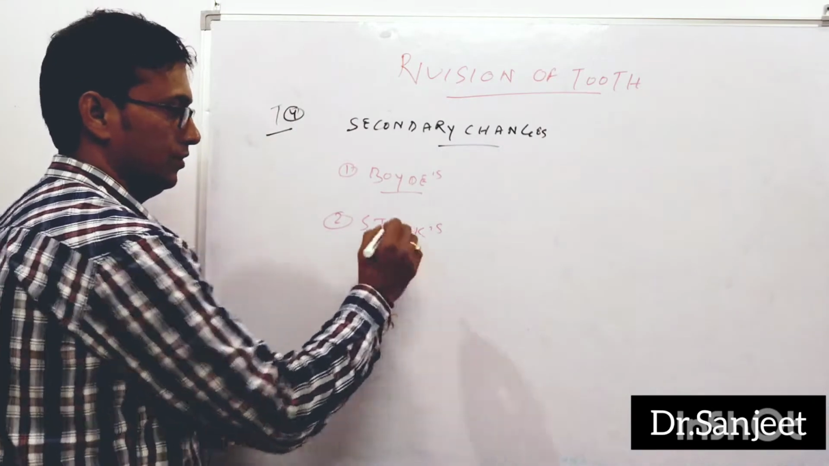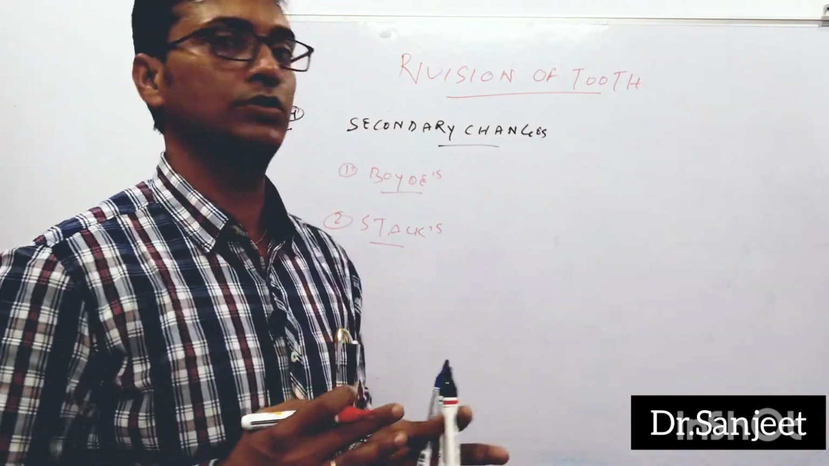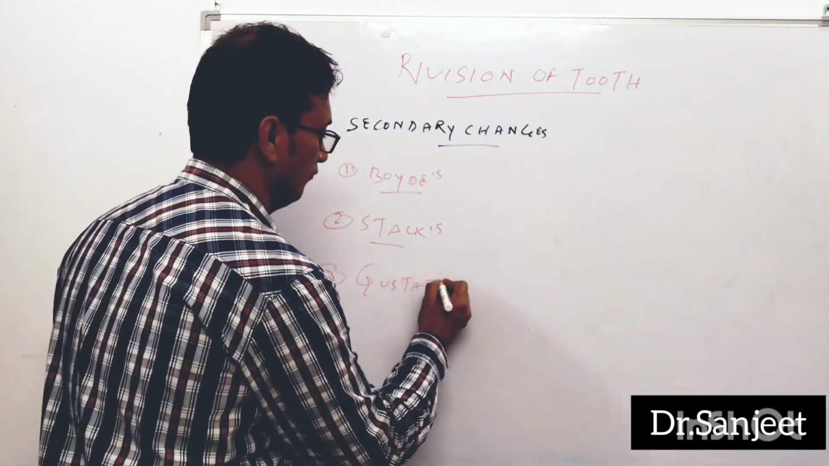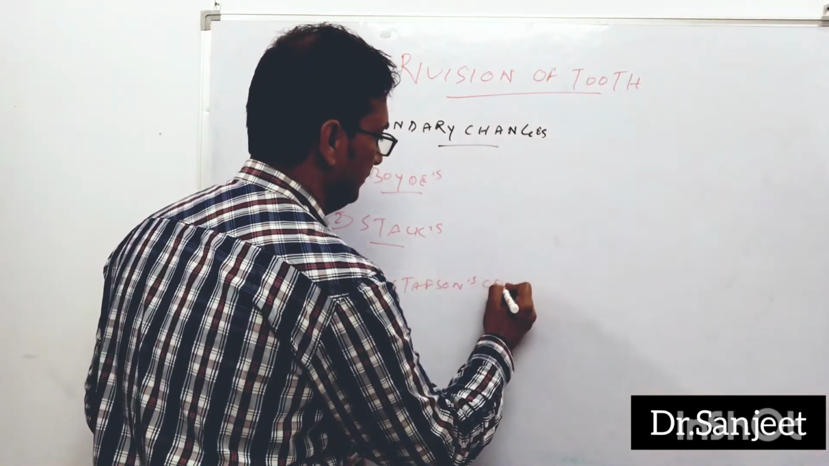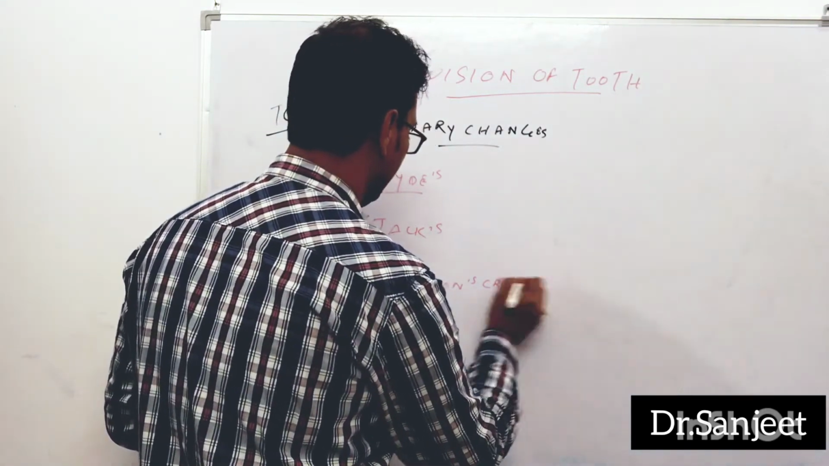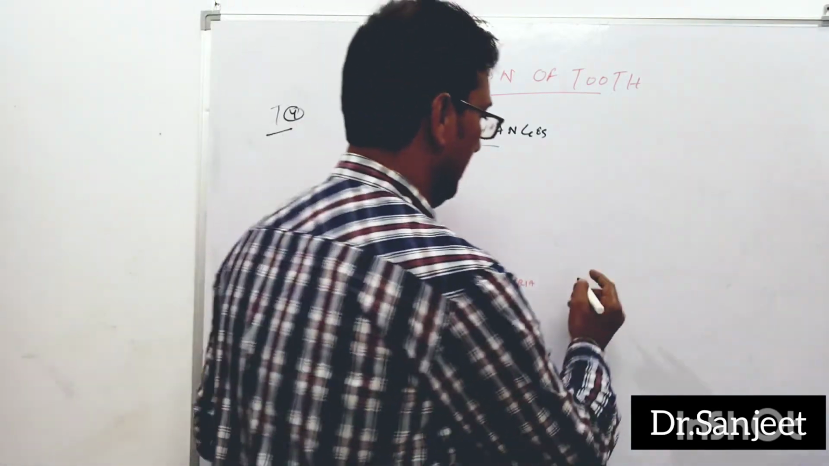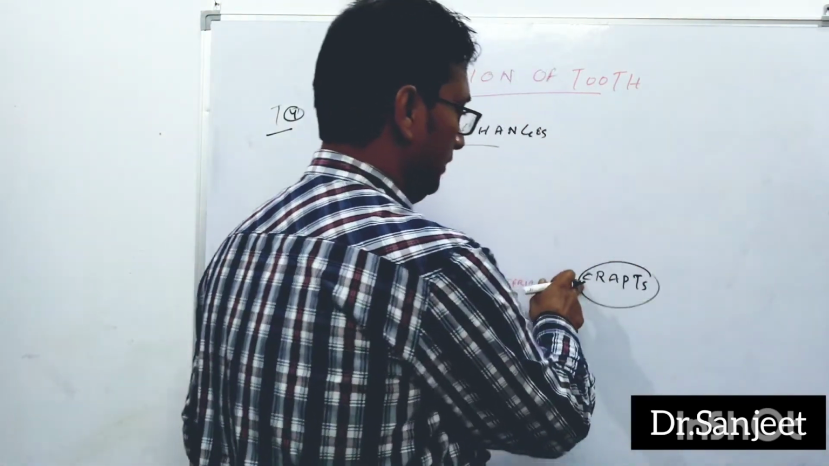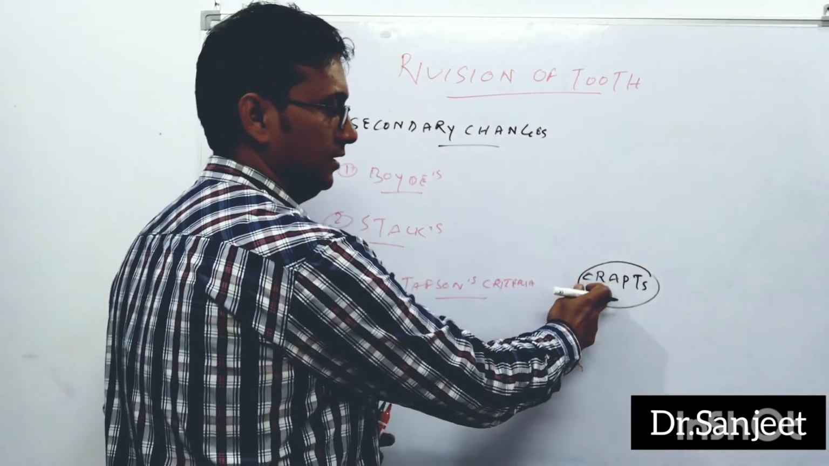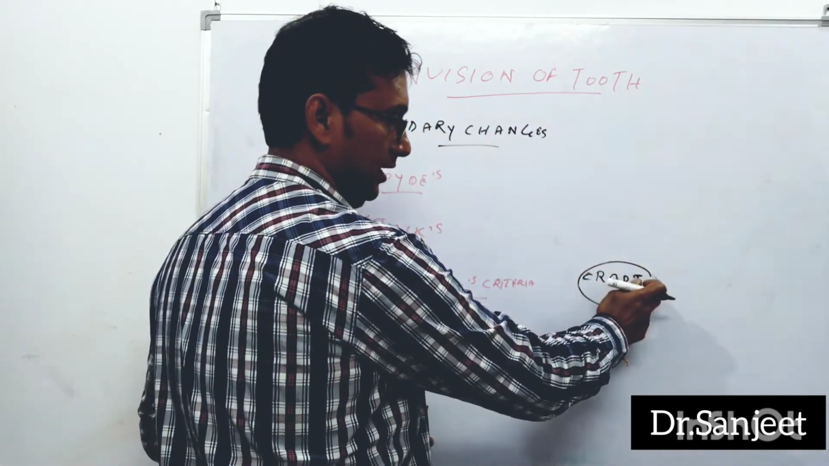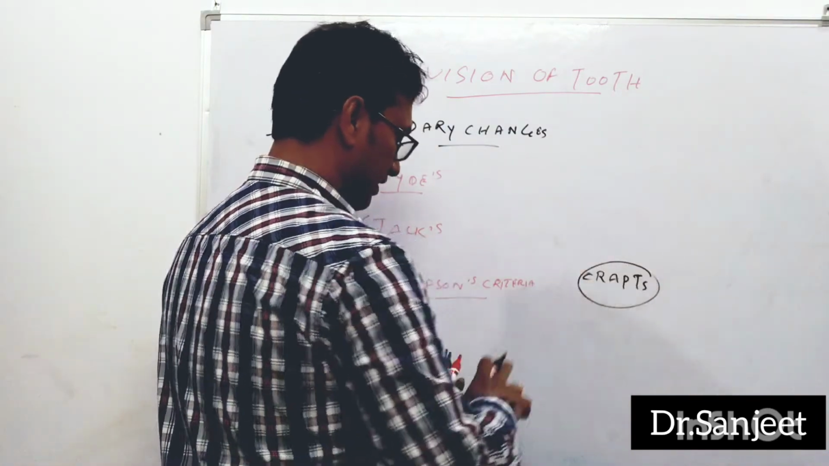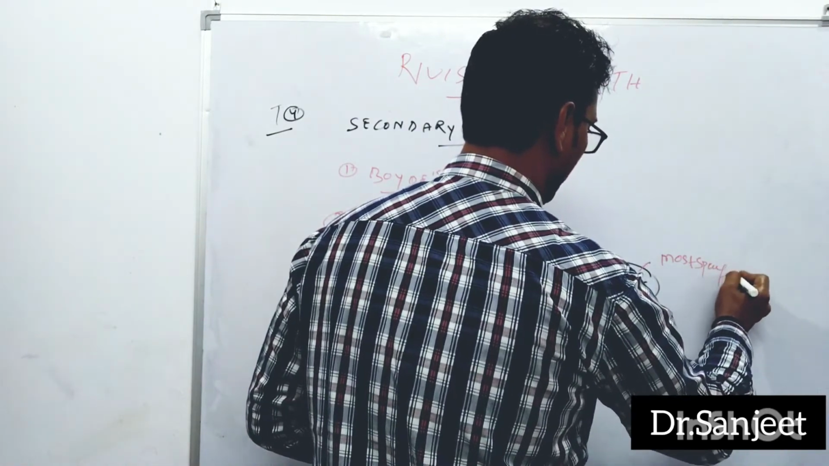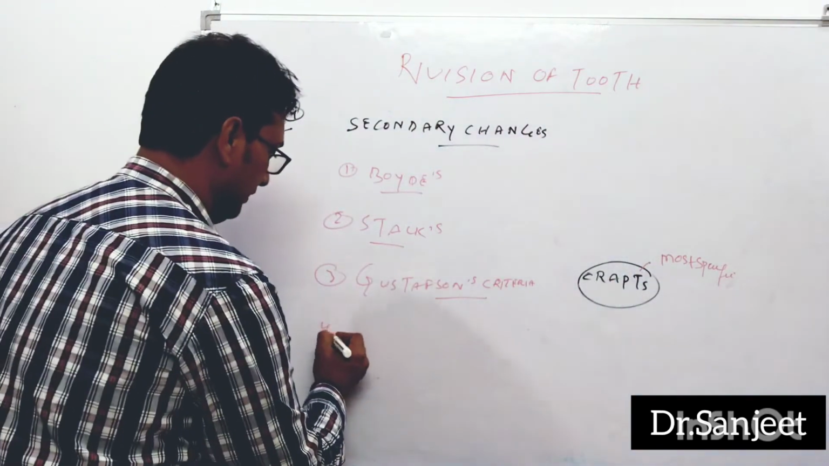Stack's criteria for infant. This is based on the height and weight of the tooth. Then third one is Gustafson criteria. 6 criteria are there: attrition, cementum apposition, root resorption, periodontosis, transparency of root, and secondary dentine. This transparency of root is the most specific, most reliable feature.